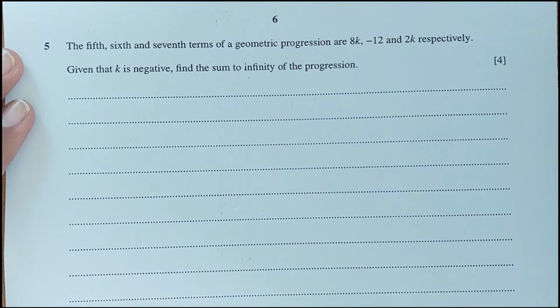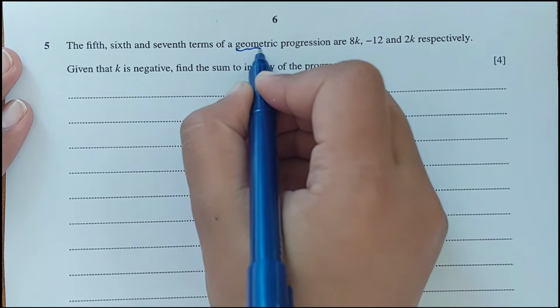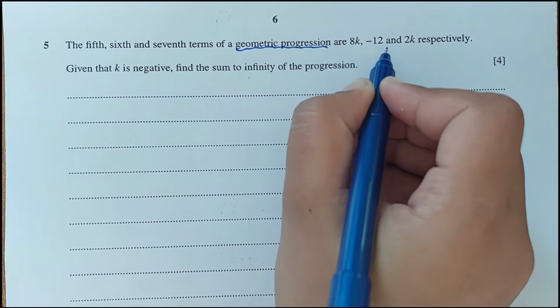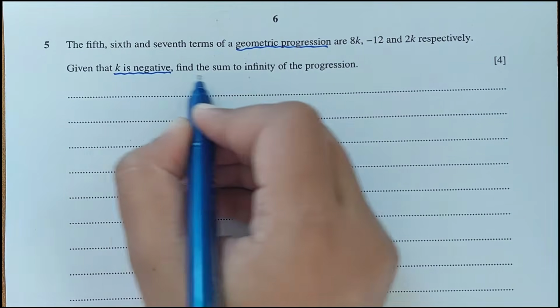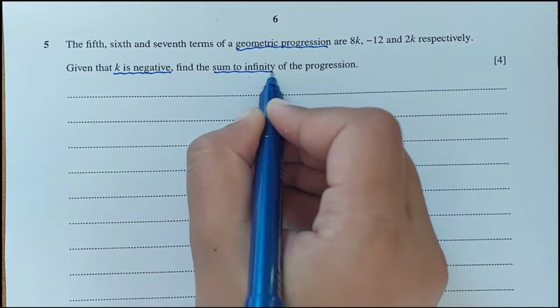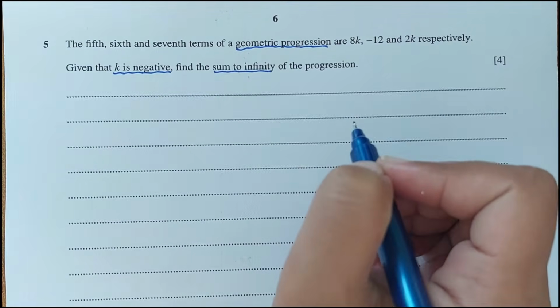Question number 5. The 5th, 6th and 7th terms of a geometric progression are 8k, minus 12 and 2k respectively. Given that k is negative, find the sum to infinity of the progression. We have to find S infinity.